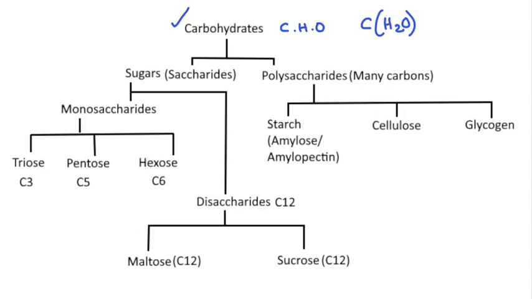So our carbohydrates can be divided into the saccharides, the sugars, and the polysaccharides. Sugars themselves form what are called the monosaccharides, the single sugars. During this course we will come across 3-carbon sugars called trioses, 5-carbon sugars called pentoses, and 6-carbon sugars called hexoses.